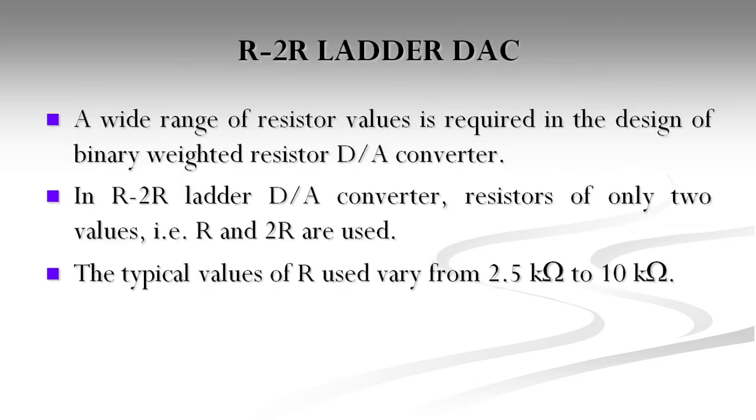Now let us see the R2R ladder type of digital to analog converter. What is the need for going for this R2R type of DA converter? There is some problem, as we discussed in the last class. The problem of the weighted resistor type of DA converter will be overcome using this R2R ladder type. In the case of a binary weighted resistor, a wide range of resistor values will be required for the design, which is overcome using this method, because in the R2R ladder type of DA converter, we make use of only two resistor values, and the resistor values range from 2.5 kilo ohms to 10 kilo ohms.